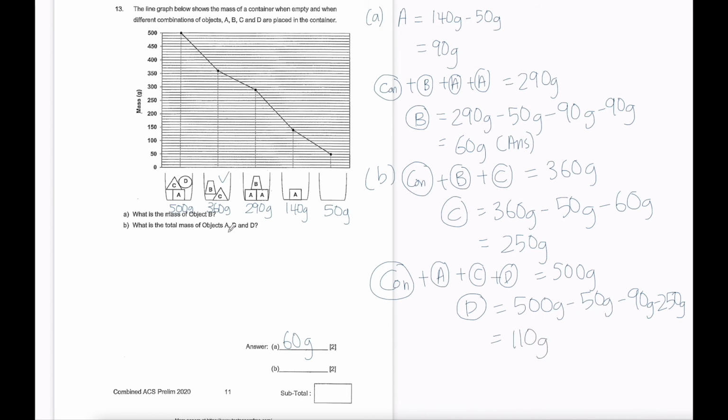Okay, so what is A plus B plus D? So A is 90 grams, B is 60 grams, and lastly my D is 110 grams. My total will be 260 grams. Okay, this question is quite fun. But anyway, if you're done, let's move on together to question 14.